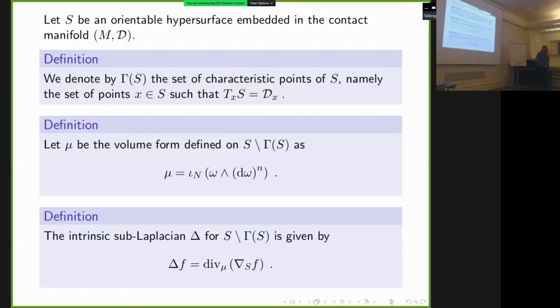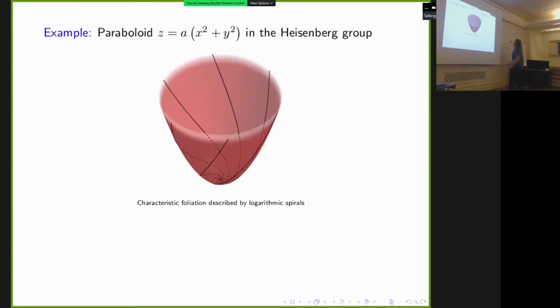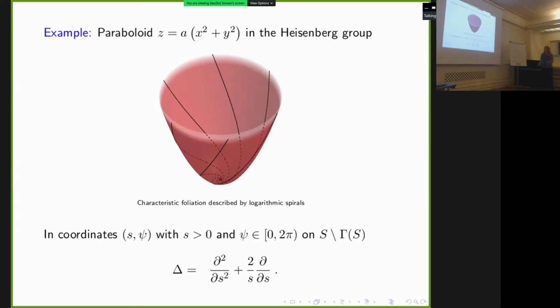And now I want to say a few things about what happens with this second-order partial differential operator and what happens with the stochastic process. So going back to the example we looked at early on, that was the paraboloid in the Heisenberg group, and you can do computations and show that this Laplacian or sub-Laplacian is given of this form where the coordinates are defined as follows.